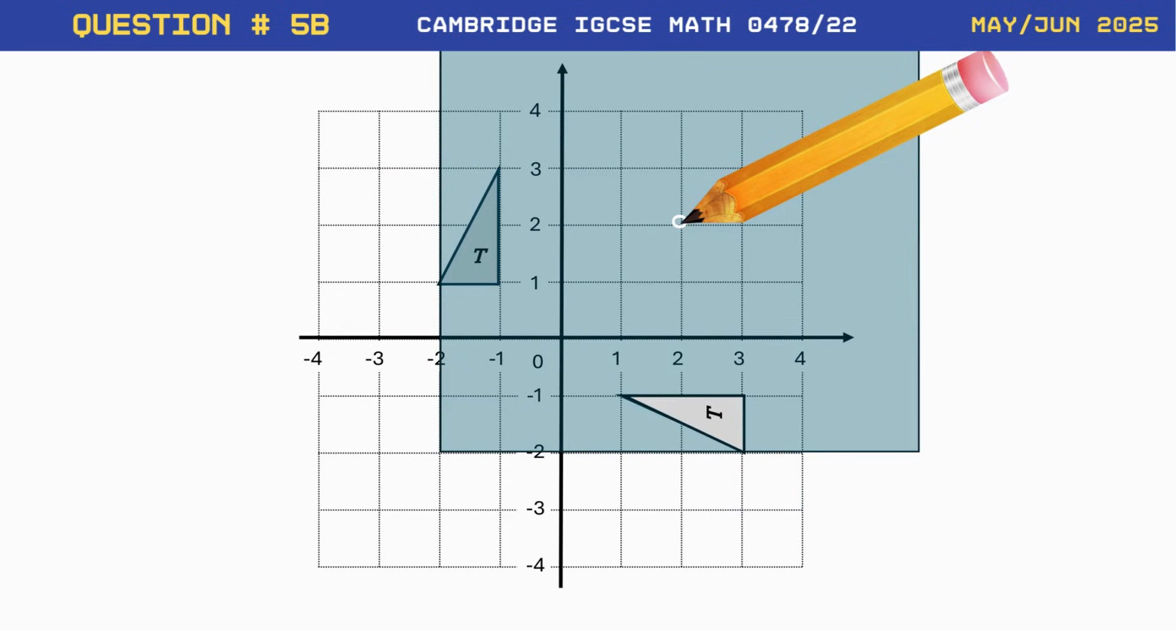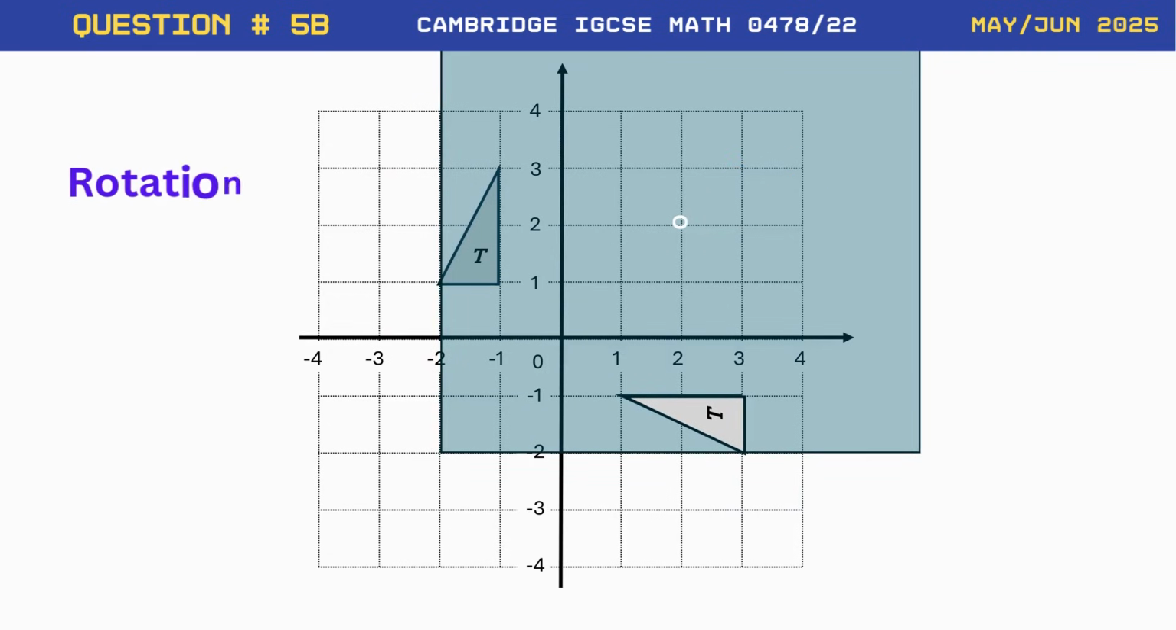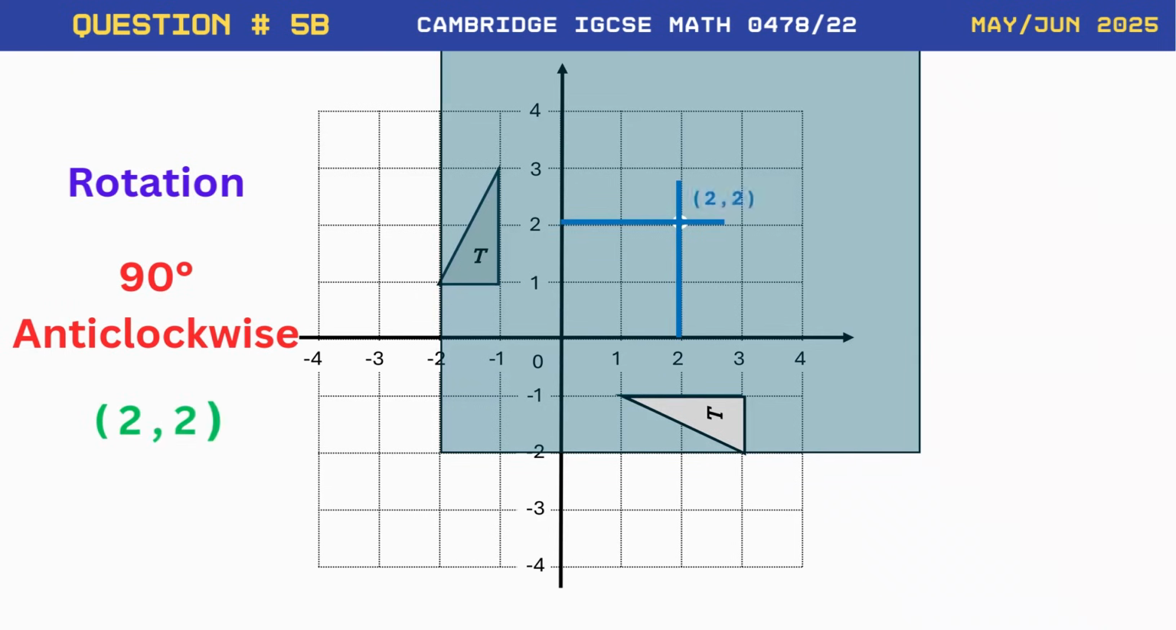So our answer is: the transformation type is rotation. The angle of rotation is 90 degrees anti-clockwise and the center of rotation is 2, 2.